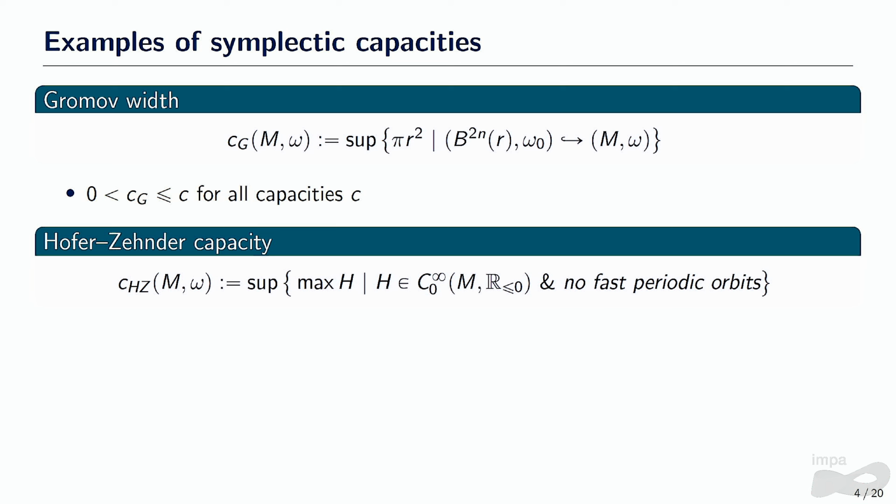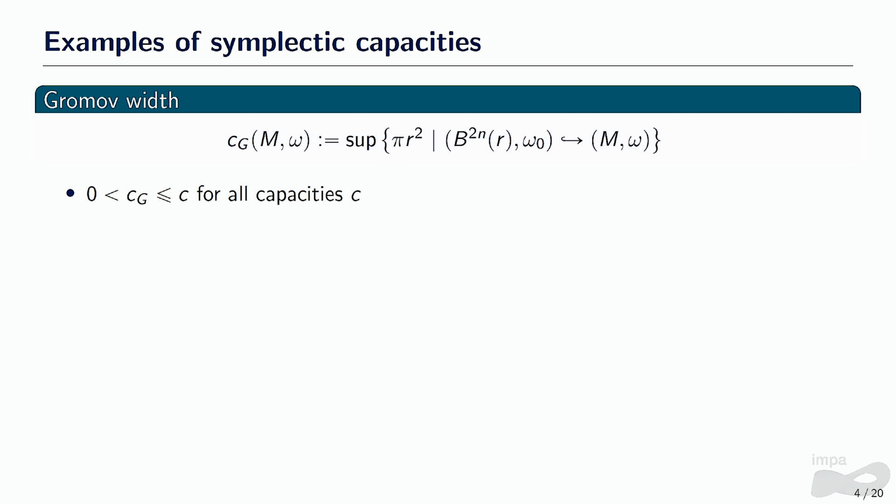Very roughly, it measures, if you have a Hamiltonian on your symplectic manifold, then you expect that if you scale the oscillation, make it bigger and bigger, at some point periodic orbits or fast periodic orbits appear, where fast means period less than 1. So this capacity measures how much a Hamiltonian can oscillate before you have fast periodic orbits on your manifold, if you have any.